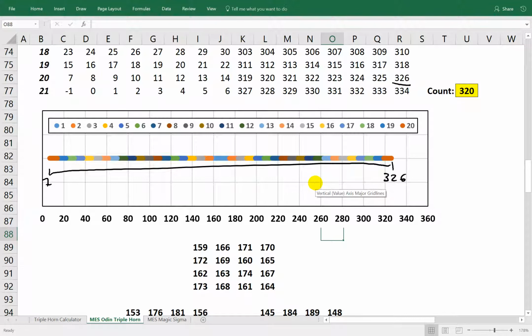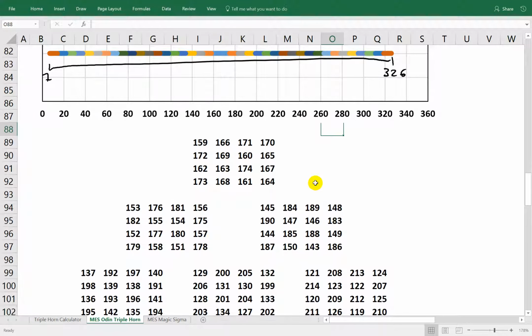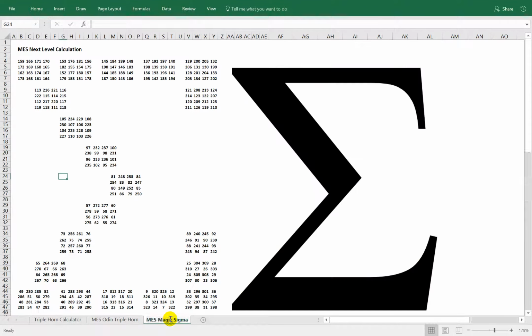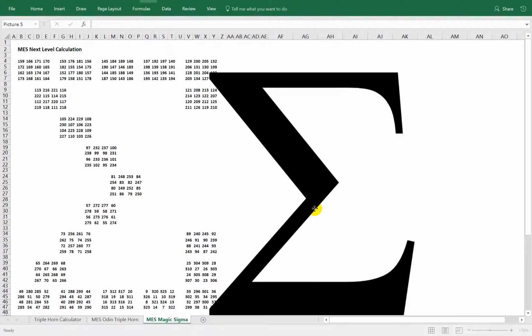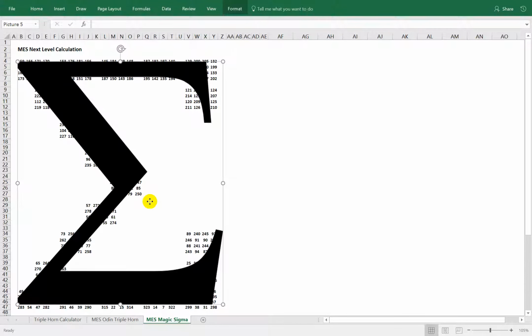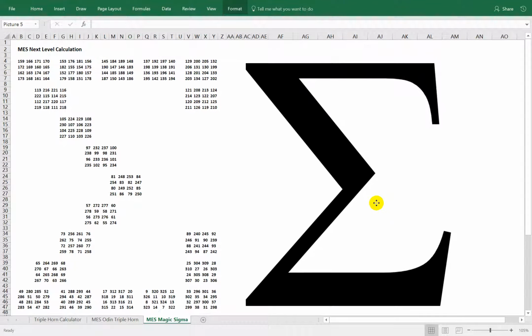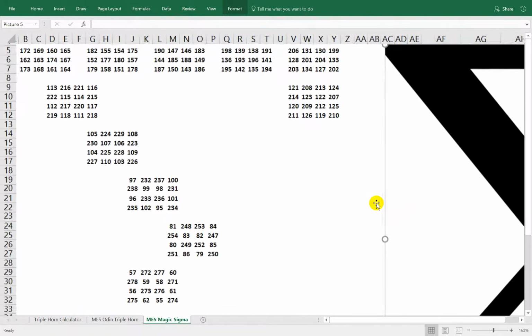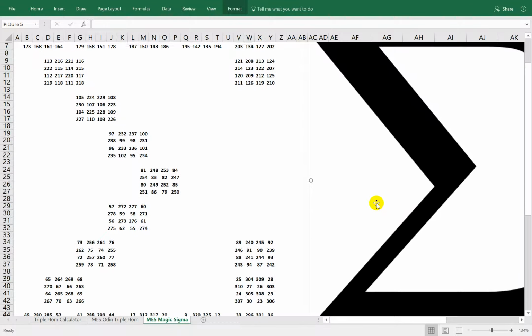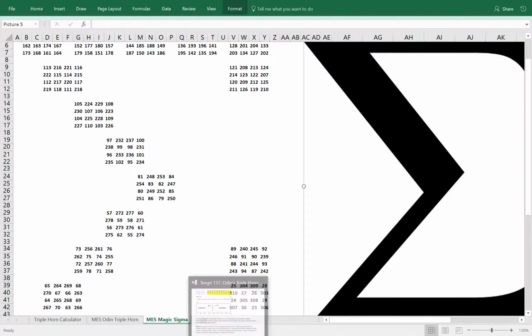7326. This is unreal. And yeah, there's that Odin Triple Horn MES one. MES horn. But now if you go over here, there is our Sigma. As you can see, you can just put these random in there, and then you hover this over. It's a Sigma symbol like that, and these are just those squares. So that's 20 perfect magic squares, which is pretty cool.